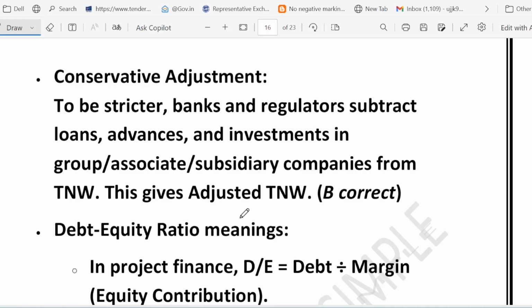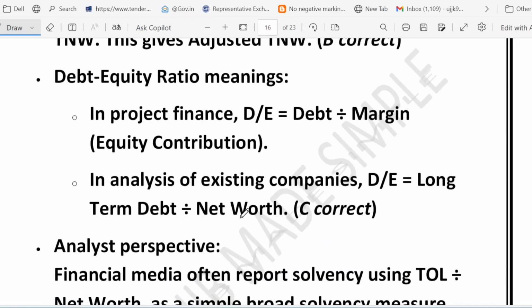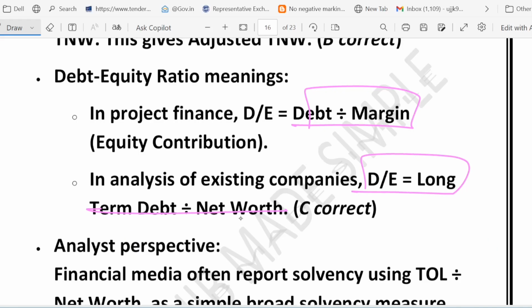Then I told you about debt equity ratio. In project finance, debt equity means debt divided by margin, right? In the analysis of an existing company, debt equity ratio means long-term debt divided by net worth. So friends, the takeaway is that solvency ratio basically measures how much outsider money a company is using compared to the owner money.